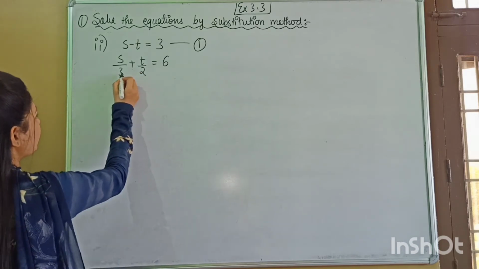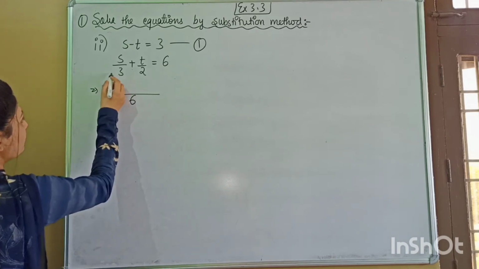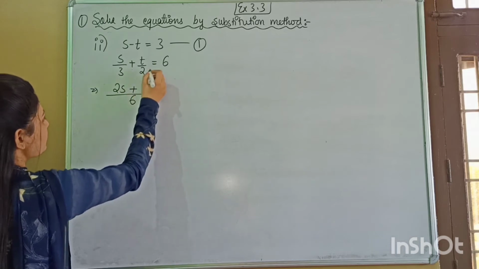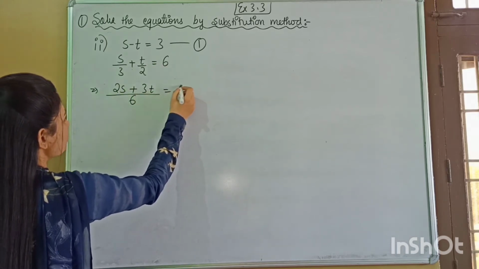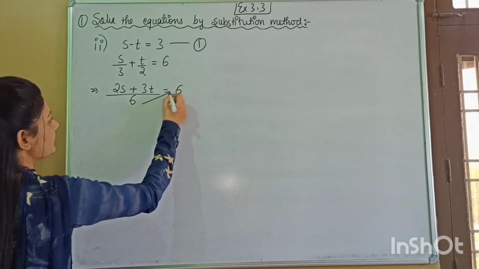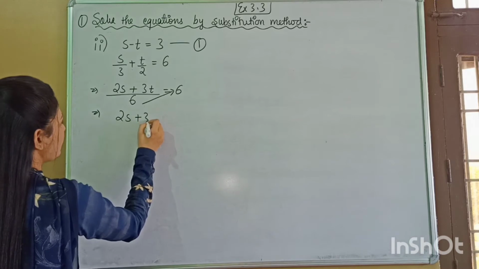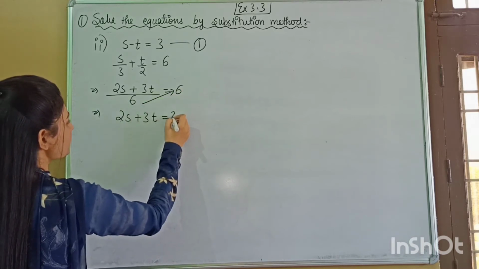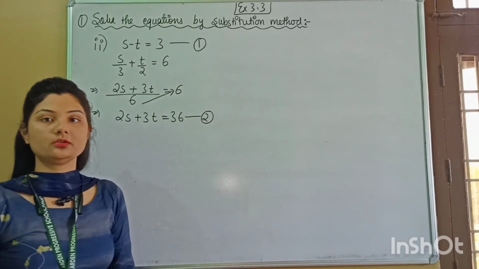Okay. So what will be the LCM of 3 and 2? It is 6. Now 3 into 2 is 6, so 2 into s is 2s. Plus 2 into 3 is 6, so 3 into t is 3t, is equal to 6. Now we will take this 6 to the RHS, that is cross multiplication. So the second equation will be 2s plus 3t is equal to 6 into 6, that is 36. Now we will name it as equation 2.